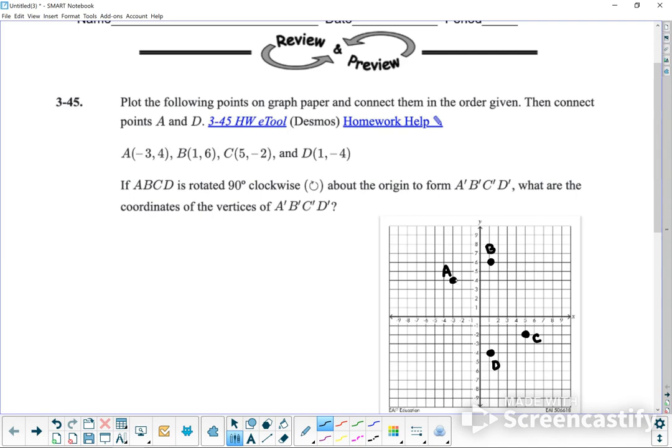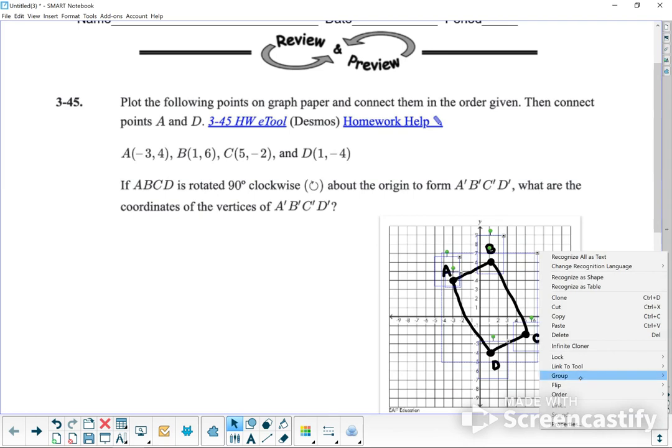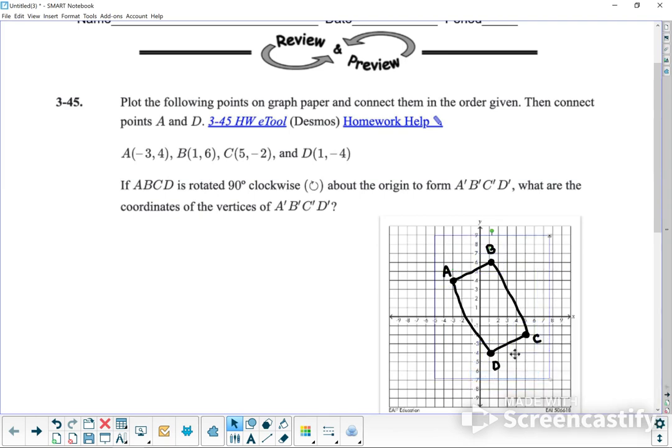Okay, connect them in order. So A to B, B to C, C to D, and D back to A. And then connect the points A and D. So A goes to D. Okay? Oh, that's what it is. So it says take this and rotate 90 degrees clockwise around the origin. So if we take all of this, let's group it together. I'm going to spin it 90 degrees around the origin, right?